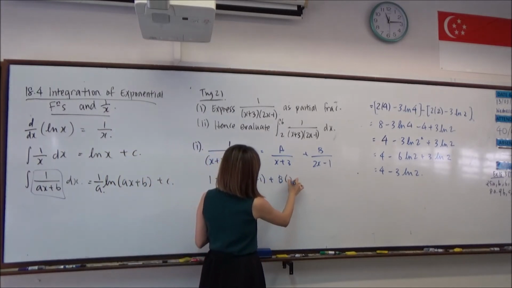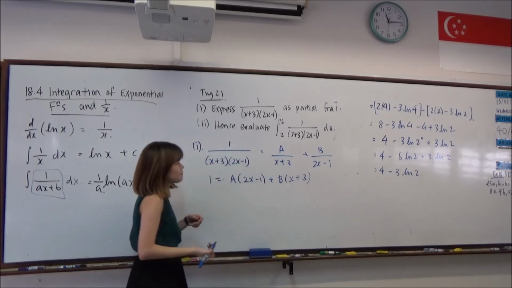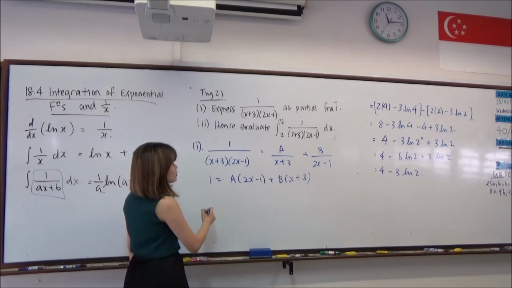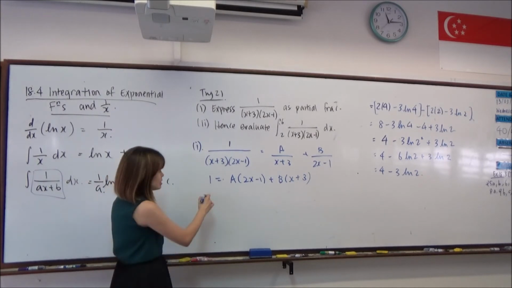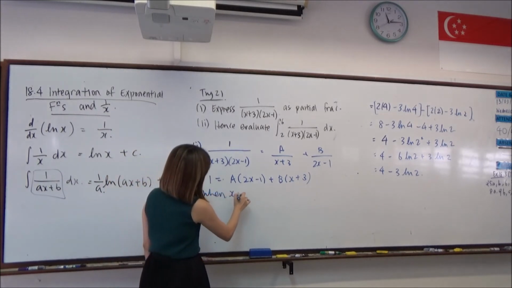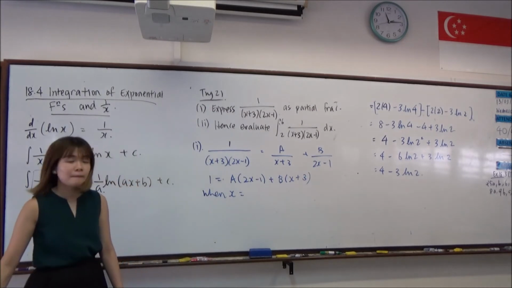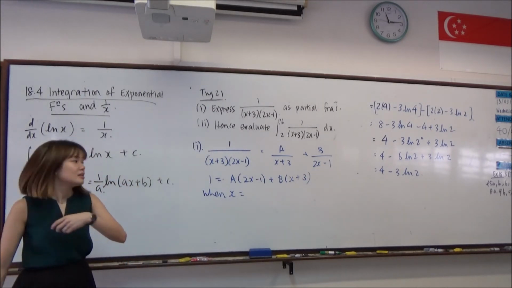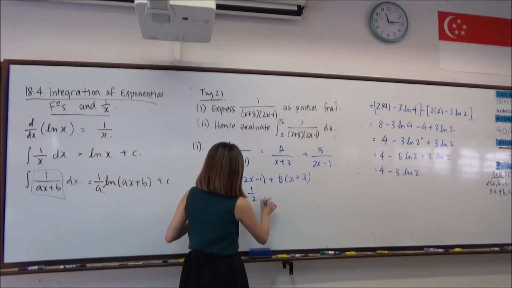So we'll be getting this. We need to find out what a and b are. How do you find a and b? Substitute in x values. What x value? When x equals 0, no, when x equals half. Find b.